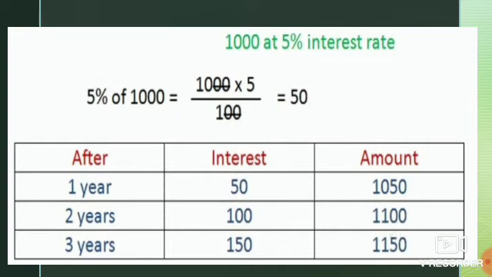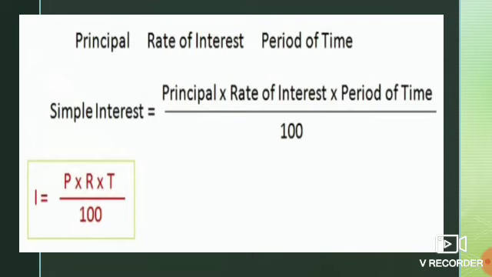If it is not possible for me to return the loan amount to the bank in 2 years, and if I pay back after 3 years, then again in 1 year 50 rupees, in 2 years 100 rupees, in 3 years 50 more rupees. So 150 rupees I should pay back, and the loan amount will remain the same because that is the fixed principal. So 1000 plus this 150, that is the amount, 1150.